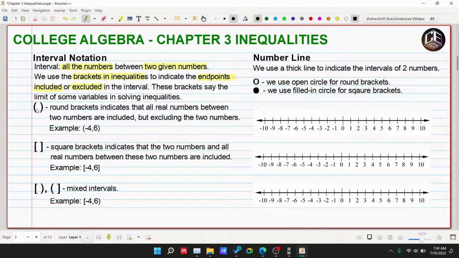Okay? So, yung ginagamit natin dito sa inequality is, una, yung round brackets. So, round brackets indicate that all real numbers between two numbers are included, but excluding the two numbers. Okay? Nakakalito, di ba? Yung including and excluding. So, sabi niya, kapag round brackets daw included lahat ng numbers or real numbers dun sa dalawang numbers. Pero, ini-exclude natin yung two numbers na yun. For example, negative 4 and 6.